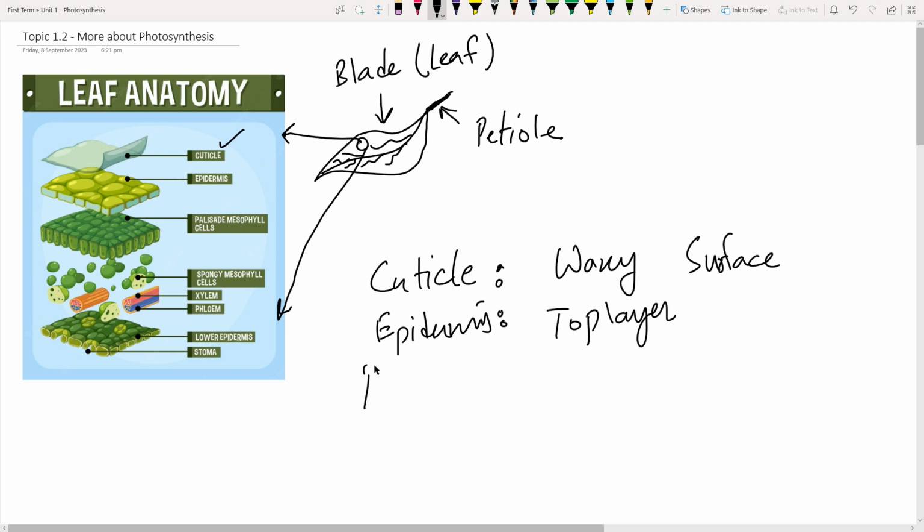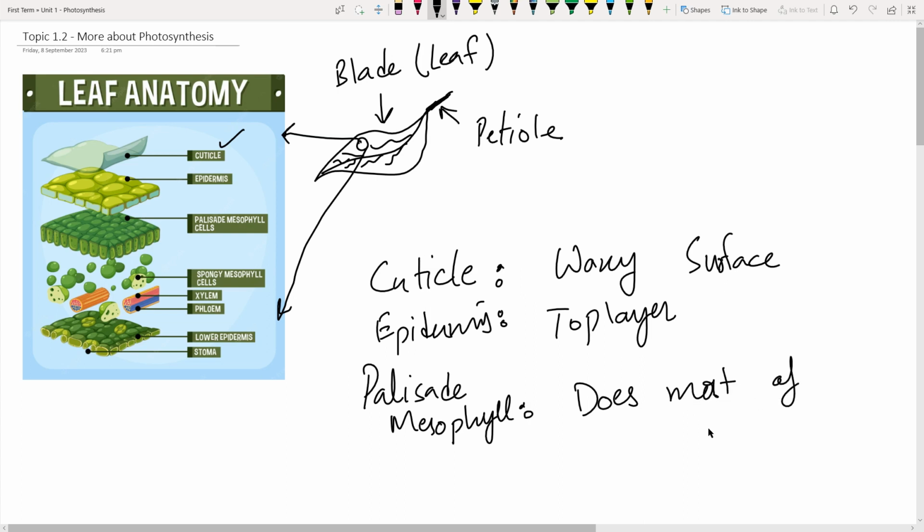Then we have the palisade mesophyll. It does most of the photosynthesis. This is the layer where the majority of the photosynthesis reaction is going to occur.